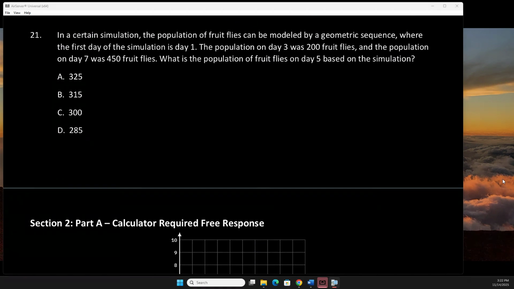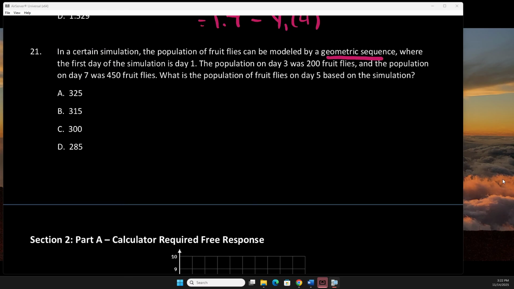All right, and then number 21. In a certain simulation, the population of fruit flies can be modeled by a geometric sequence where the first day of the simulation is day 1. The population on day 3 was 200 fruit flies, and the population on day 7 was 450 fruit flies. What is the population of fruit flies on day 5 based on this simulation? So we can actually do regression on this. A geometric sequence is going to pretty much correspond to exponential regression.